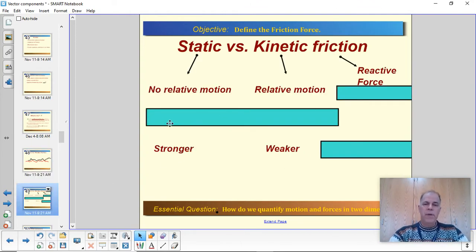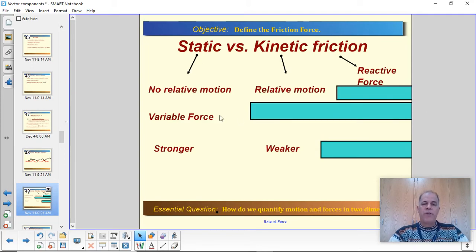Okay, now this means that static friction is a variable force. It's a variable force because the harder you push, the harder the friction pushes back on you. Remember, all friction is a reactive force. So the static friction only exists if you are trying to make the surfaces slide. So it varies. The harder you push, the harder it pushes back until you reach the threshold where it breaks loose and starts sliding along.